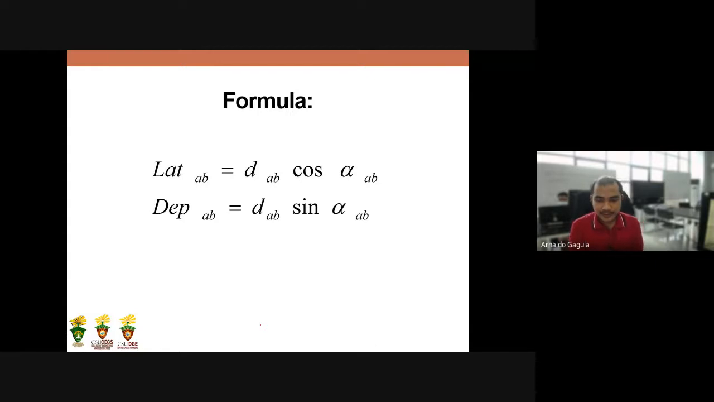So, the formula for getting the latitude and departure, let's say, the latitude of the line AB. For example, from A going to B. This is point A and this is point B. You connect them with a line. So the latitude is the distance between A and B times the cosine of the angle, the angle from the horizontal. Then the departure of AB is the distance times the sine of the angle of line AB.